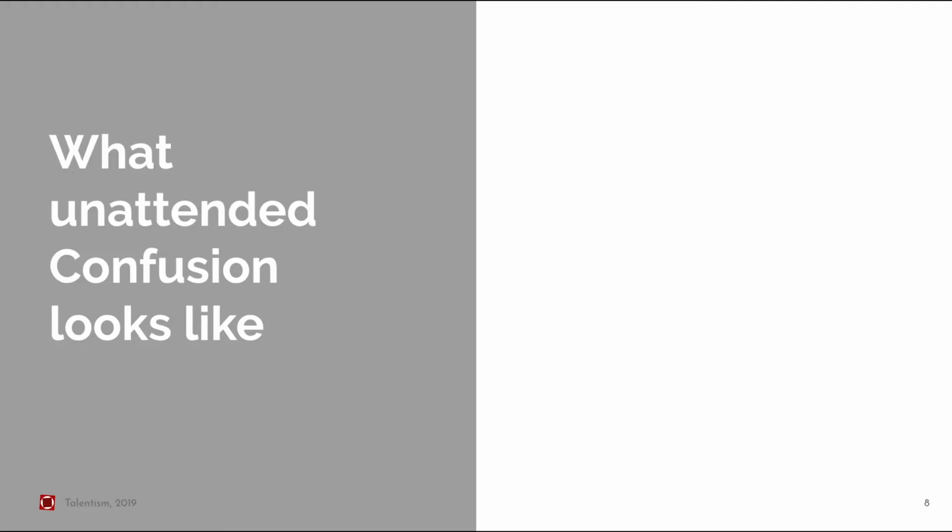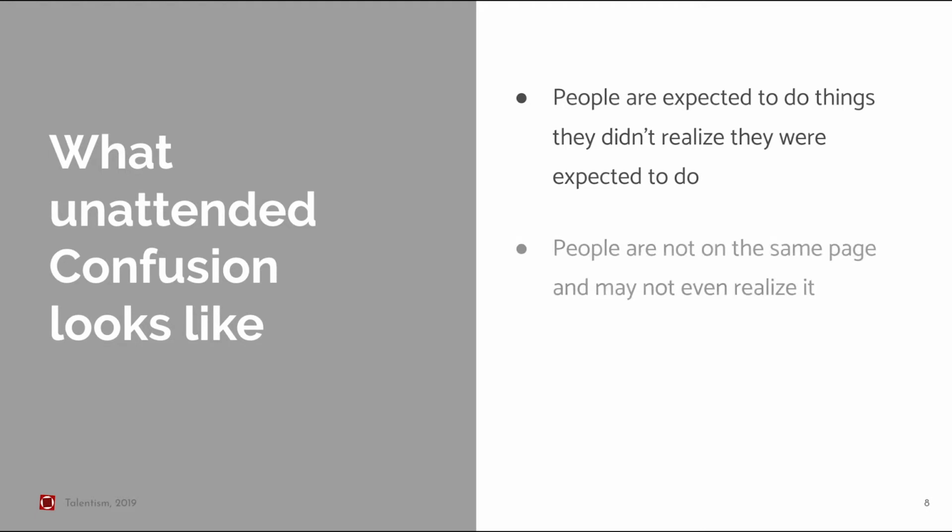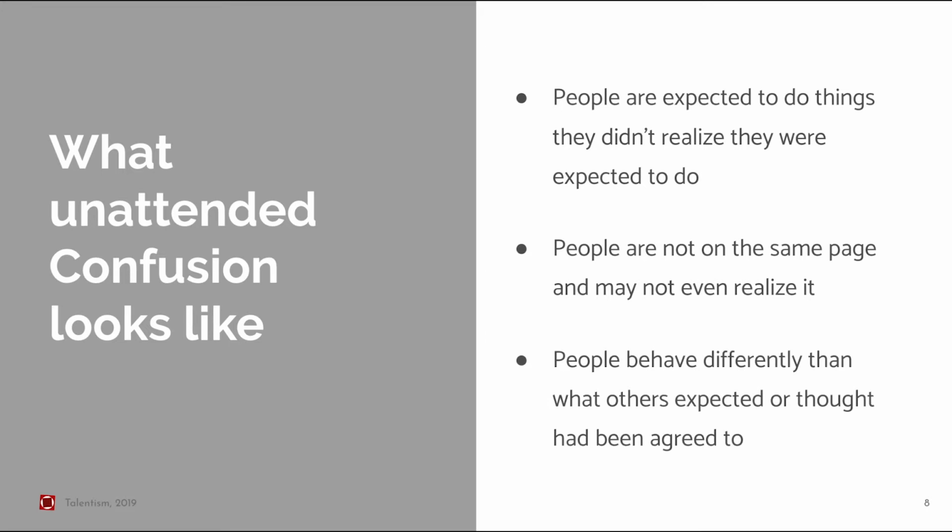Let's consider what it looks like when confusion is unattended in the business environment. People are expected to do things they didn't realize they were supposed to do. People aren't on the same page when they thought they were. People behave differently than you expected them to or thought had been agreed to.